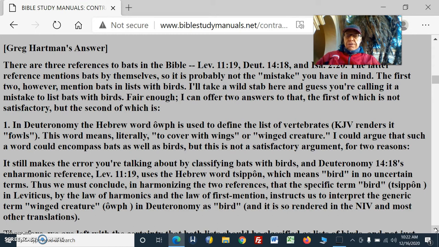unharmonic reference, Leviticus 11:19, uses the Hebrew word tispon, which means bird in no uncertain terms. Thus we must conclude in harmonizing the 2 references that the specific term bird, tispon, in Leviticus, by the law of harmonics and the law of first mention, instructs us to interpret the generic term winged creature, oph, in Deuteronomy as bird, and it is so rendered in the NIV and most other translations.